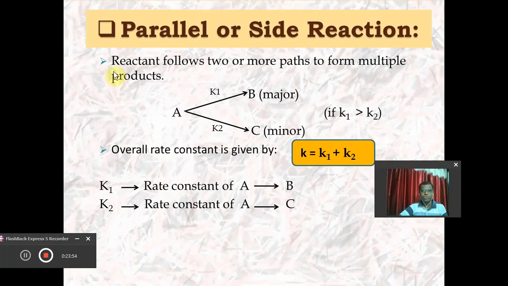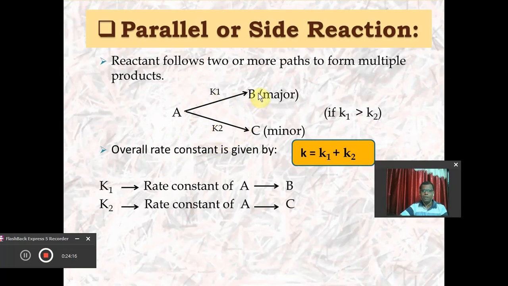Suppose I show you here only one reactant, A. By means of the first path, it gives the first product B, and by means of a second path, it gives another product C. So the rate constant for the conversion of A into B is K1, while the rate constant for the conversion of A into C is K2. So K1 and K2 are the two rate constants.